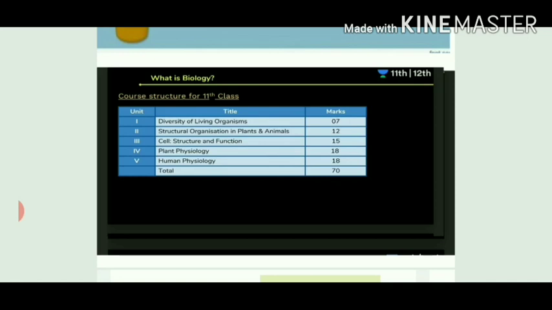The course structure for the class 11th NCERT biology textbook is divided into 5 subunits. Number one, diversity of living organisms, where we will study various living organisms, how they are being classified, consisting of 7 marks. Number two, structural organization in plants and animals, which includes 3 chapters that talk about the outer structure, the internal metabolism, and even the functioning of these different parts. It is of 12 marks. Number three, cell structure and function, of 15 marks. It talks about what the components of cells are, which organelles are present, what the different biomolecules are such as proteins, amino acids, DNA, enzymes, and it talks about division of plant and animal cells.